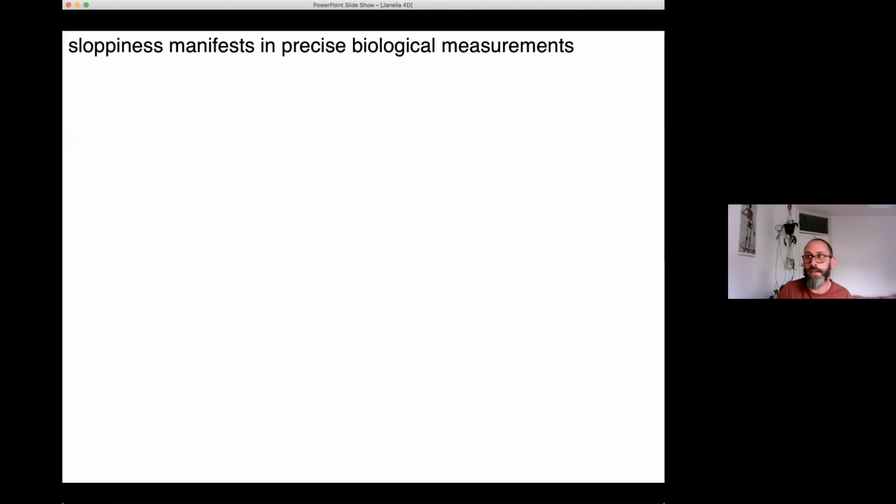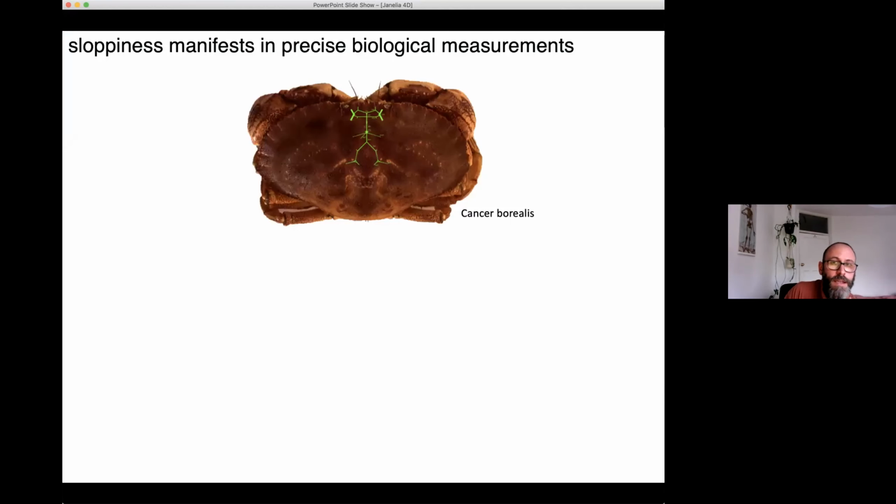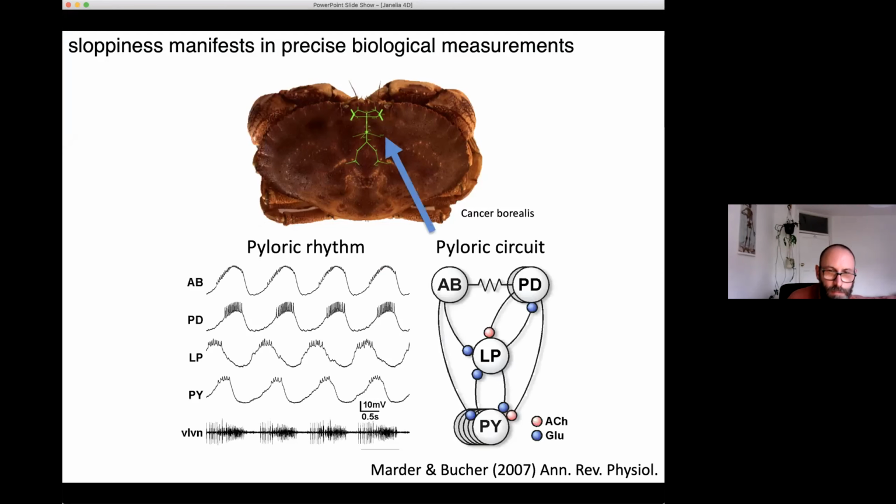I'm going to dive right in and describe an experimental system that I've spent some time studying and is a really good poster child for sloppiness manifesting even in precise biological measurements. That system is a ganglion in the Jonah crab Cancer borealis called the stomatogastric ganglion. It's highlighted here in green. Inside it there's a central pattern generating circuit, and its sole job is to maintain this triphasic rhythm, which controls the contraction of digestive muscles in the animal.